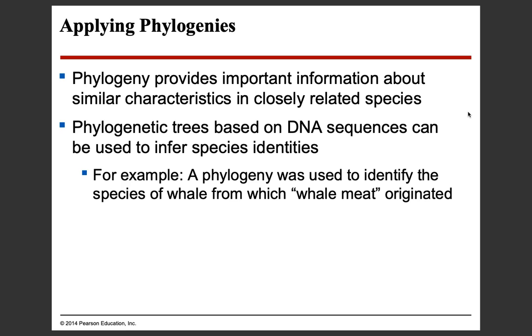Phylogenetic trees based on DNA sequences can be used to infer species identities. DNA sequences are the best evidence of evolution, because if you have a similar DNA structure, you have similar genes, you have similar traits in your genetics. That means you had to come from somewhere similar, a common ancestor. For example, a phylogeny was used to identify the species of whale from which whale meat originated.